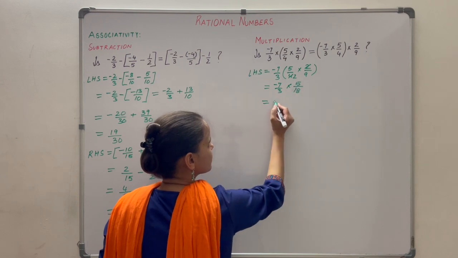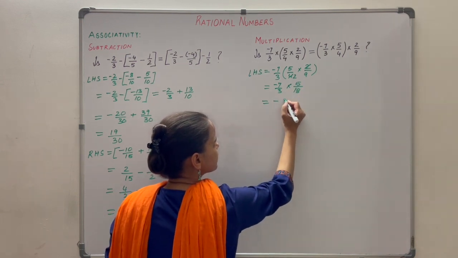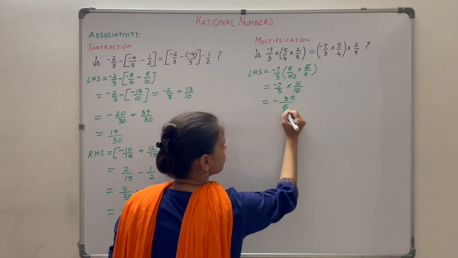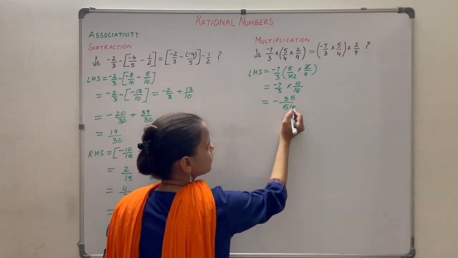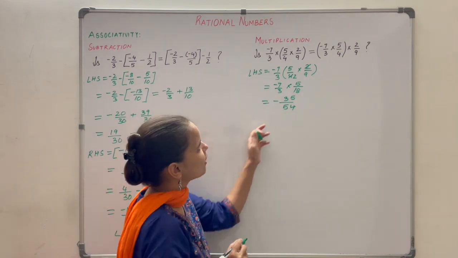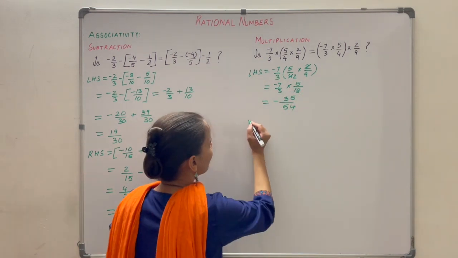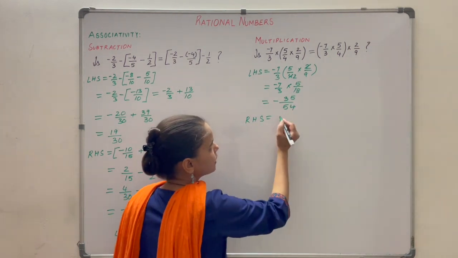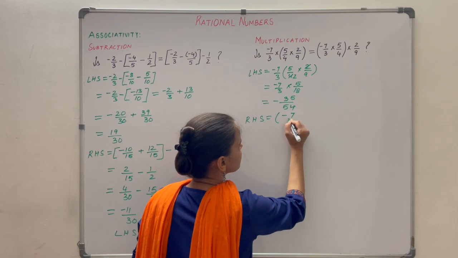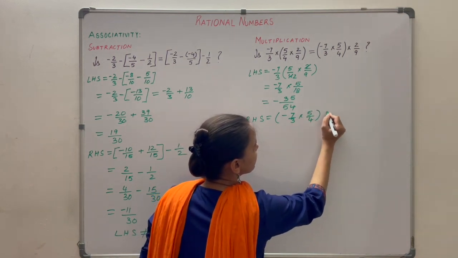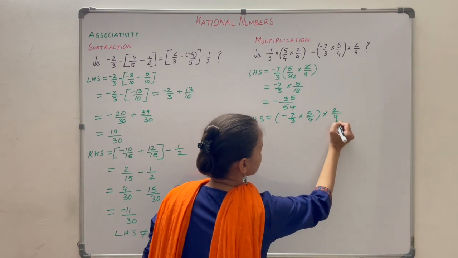So minus into plus is minus, 7 into 5 is 35, and 3 into 18 is 54. So this is what you got, minus 35 by 54 on left hand side. Now let us solve the right hand side. On right hand side, first we need to solve the brackets first. Inside the brackets we have minus 7 by 3 into 5 by 4, then we have into 2 by 9.